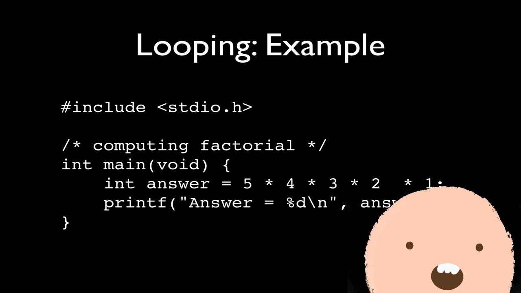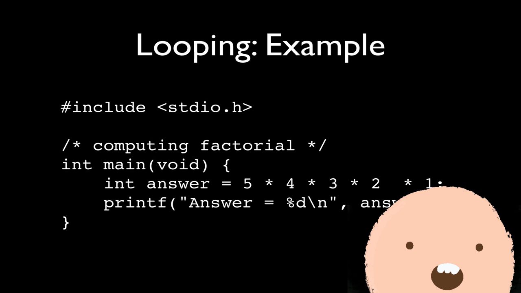So let's start with a hypothetical example. Let's assume we want to compute the factorial of a number. In particular, we're interested in computing the factorial of 5. So based on what we've learned so far, we can write a program such as the one I have on the screen. So I've got a variable answer, which is an integer, and it holds the computation 5 times 4 times 3 times 2 times 1, which you'll recall is the factorial of 5.